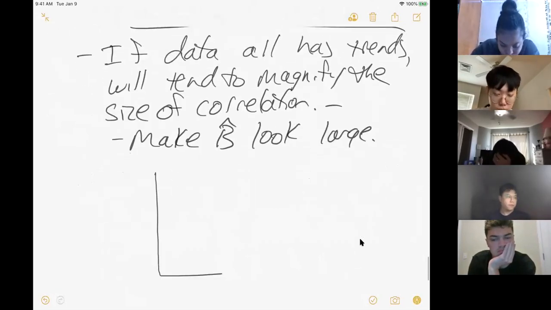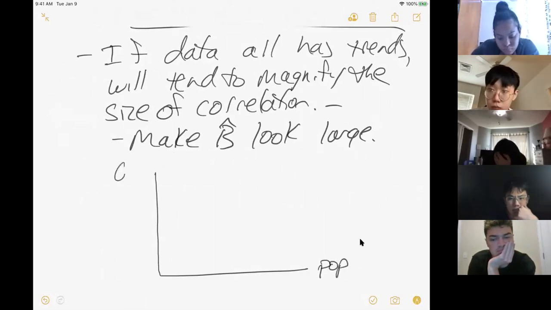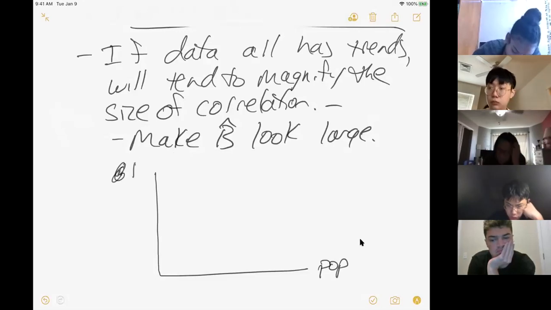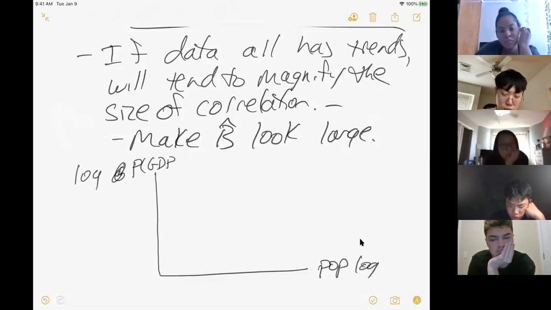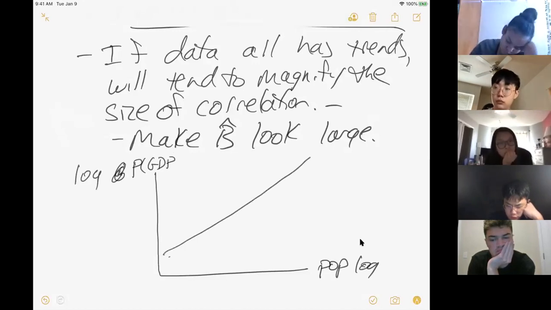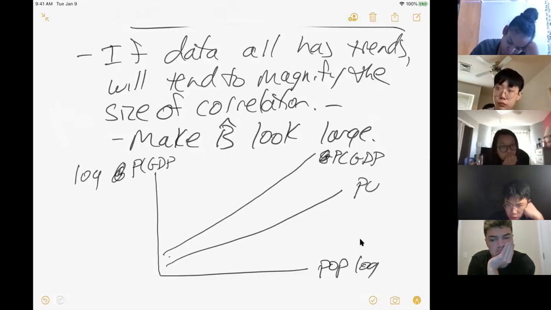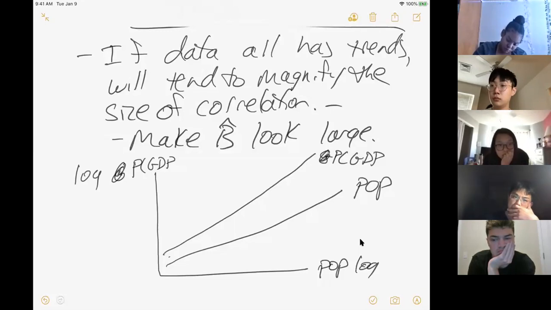So for instance, if I look at the correlation between population and per capita GDP, what am I going to see? Well, let's do this, a log of each of these. Let's call this per capita GDP, and I'm going to see population. And it looks like there's a really strong correlation between the two, right? If I calculate the correlation coefficient, it's going to be high, close to 1. The problem is, some of this is driven by the fact that they both have trend in them. So that's going to make the correlation appear bigger than it should.